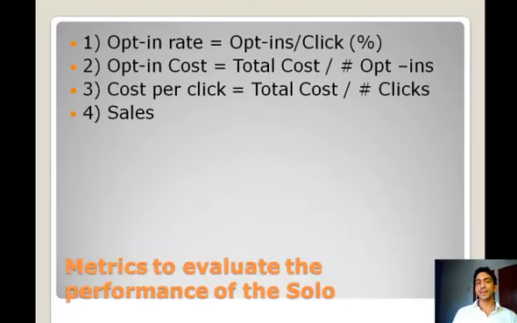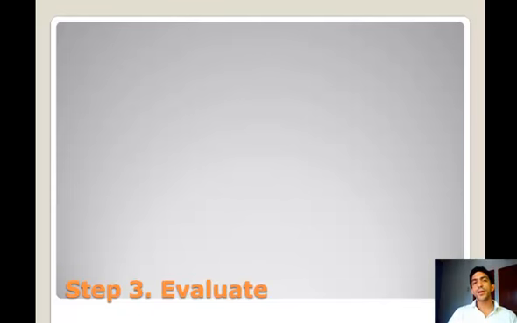To perform this test, you need metrics. I recommend these 4 metrics: the opt-in rate, the opt-in cost, the cost per click, and how many sales these solo ad vendors have brought to you. These metrics are going to help you evaluate. That's the third step. First, I highly recommend that you build a spreadsheet.